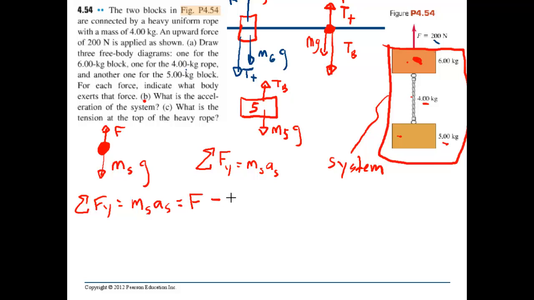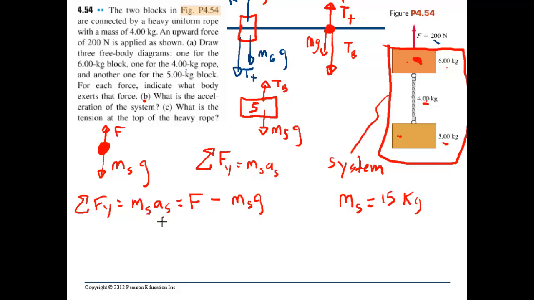In the downwards direction, I'm going to have the mass of the system multiplied by gravity. So what I can do is say, well, I know that the mass of the system is going to be the mass of all three of these guys added together. 5 plus 4 plus 6. That's equal to 15 kilograms.